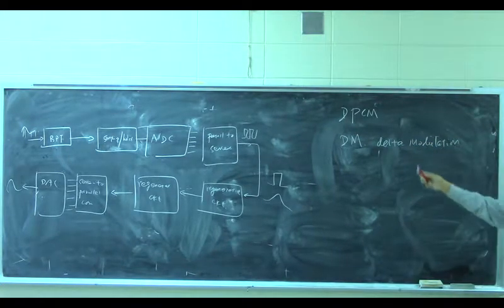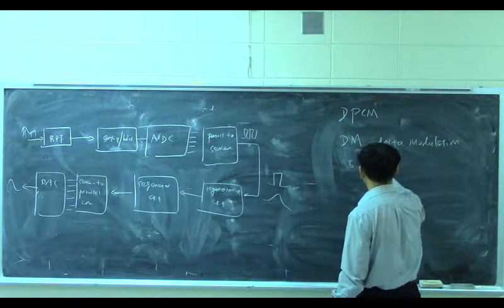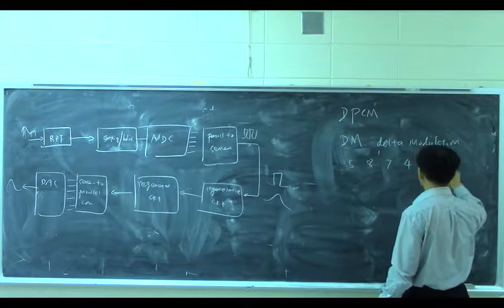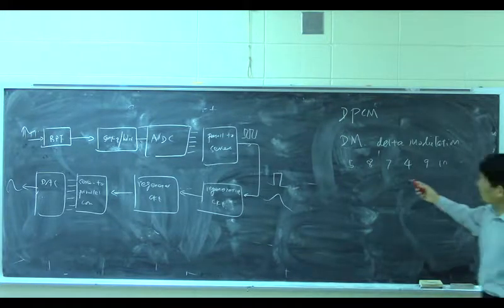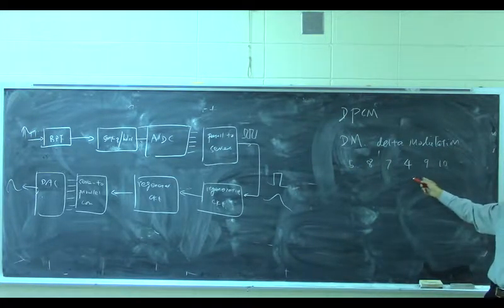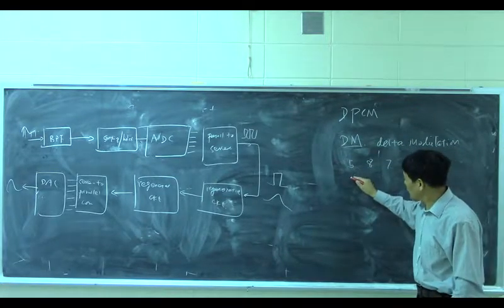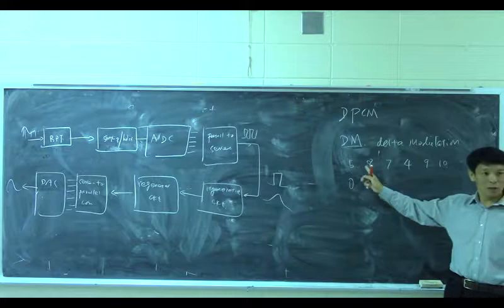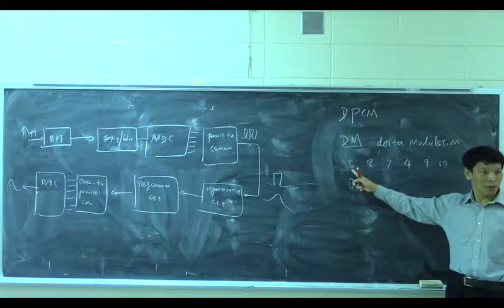This one is even simpler than the last one. I only care about the sign. I'll give you some numbers: 5, 8, 7, 4, 9, 10. How do I modulate this with delta? I start from the beginning. The first one I just give 0. Then for the second one, if it is larger than the previous, I make it 1. So 8 is larger, I put 1.